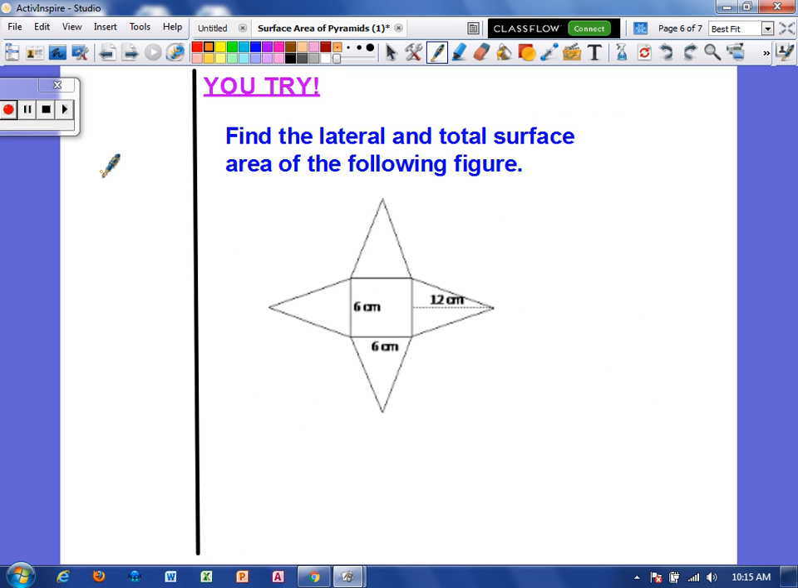All right, now it is time for you to try. Find the lateral and total surface area of this square pyramid. Remember, for lateral surface area, you don't want the area of the base. So you're not going to need that square base whenever you find lateral.